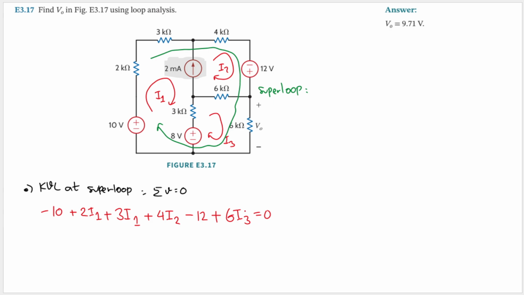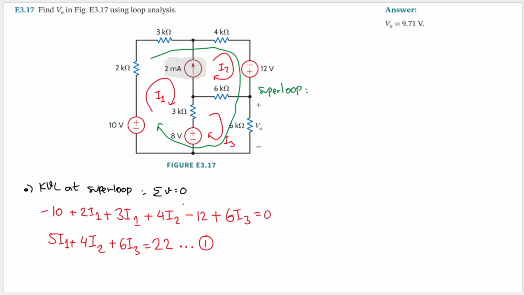Now, good. We will have 2 plus 3, that will be 5I1, and then 4I2, and then 6I3. And then minus 10 minus 12 will be minus 22. Moving it to the right hand side, that becomes 22. Nothing further we can do from here. Let's save this as equation number 1.